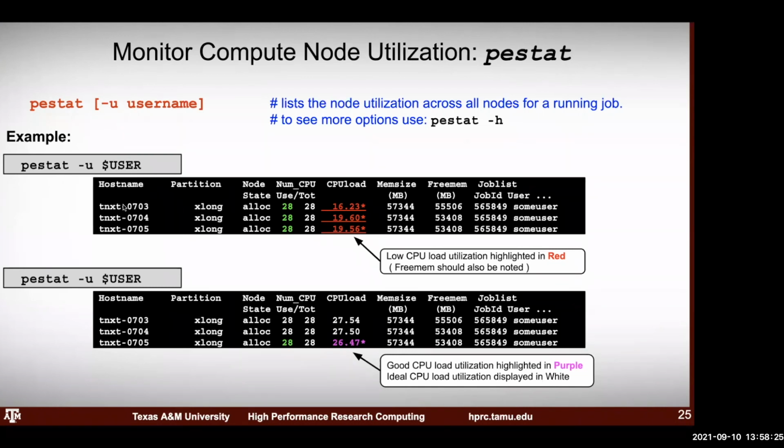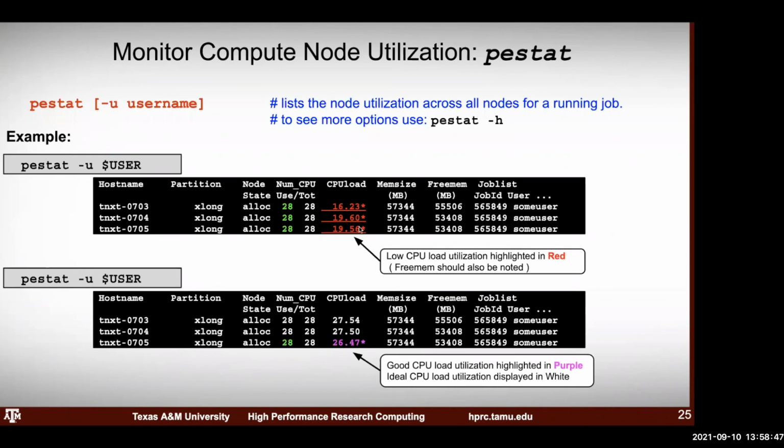In a similar way, we see the host name, the partition, the node state. So it was allocated. And then right here, this is the number you're going to want to be looking at: CPU load. Low CPU load utilization will be highlighted in red. This is saying, hey, you requested a lot of CPUs, but of the CPUs that you requested, you're not really using all of them. You're using like 16% of them.